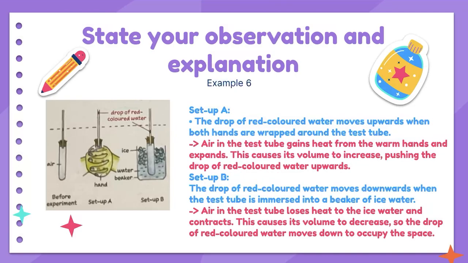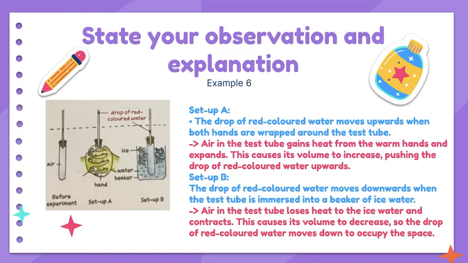Here is the sixth example. Take a look at the diagram. Setup A. The drop of red-colored water moves upwards when both hands are wrapped around the test tube, and the test tube gains heat from the warmth of the hands and it expands. This causes its volume to increase, pushing the drop of red-colored water upwards.